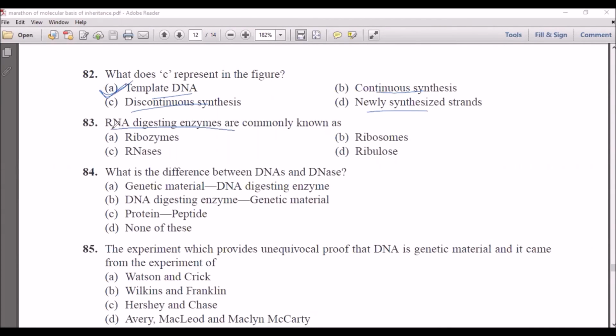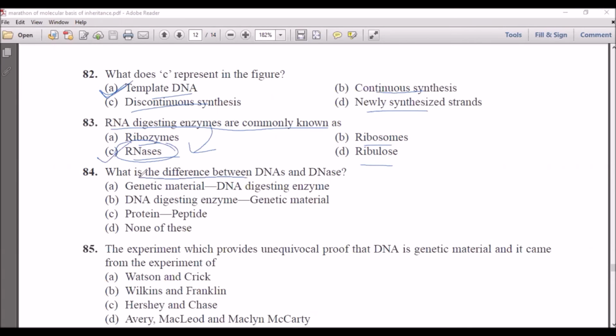Now, RNA digesting enzymes are commonly known as ribozyme, ribosomes, RNases, and ribuloses. We know that RNA digesting enzymes are known as RNases. So option C is the correct answer.